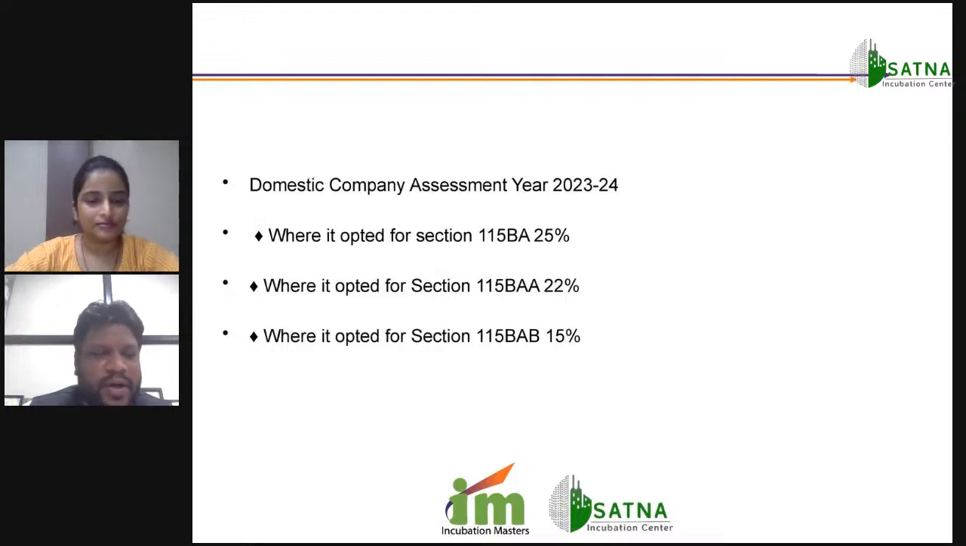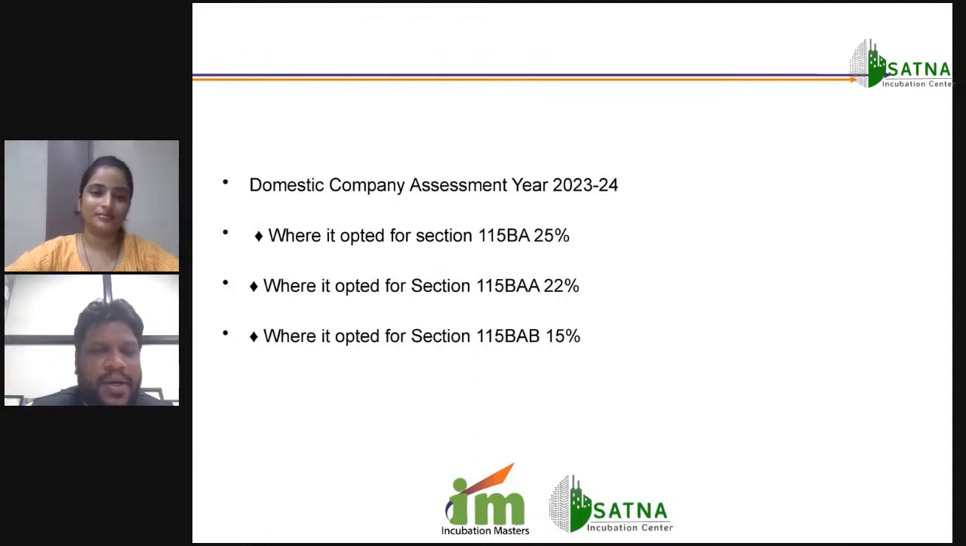Now we have spoken about startups and registrations, but one thing: even if you have started a registered partnership, or an OPC, or a private limited company, or an LLP, even if you have not started your business, even if you have not earned profit, your tax filing should go. You have to pay.